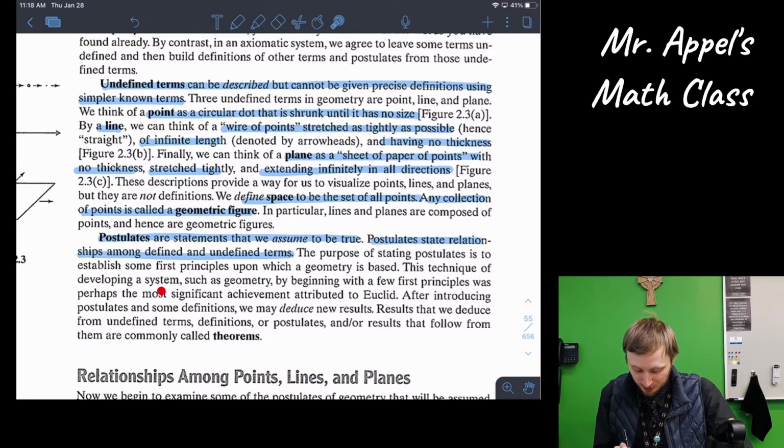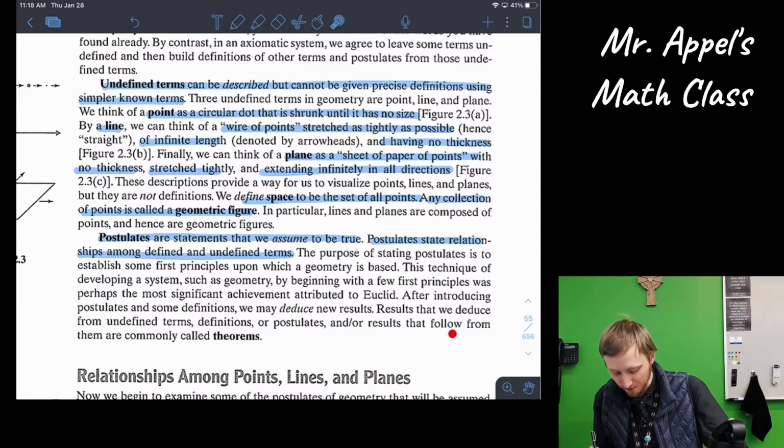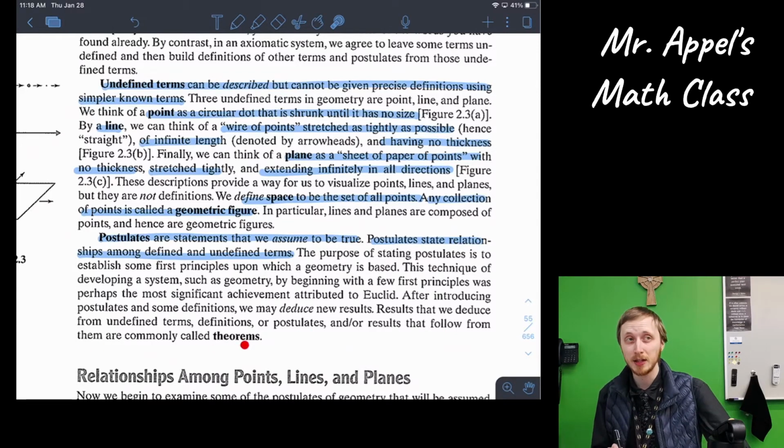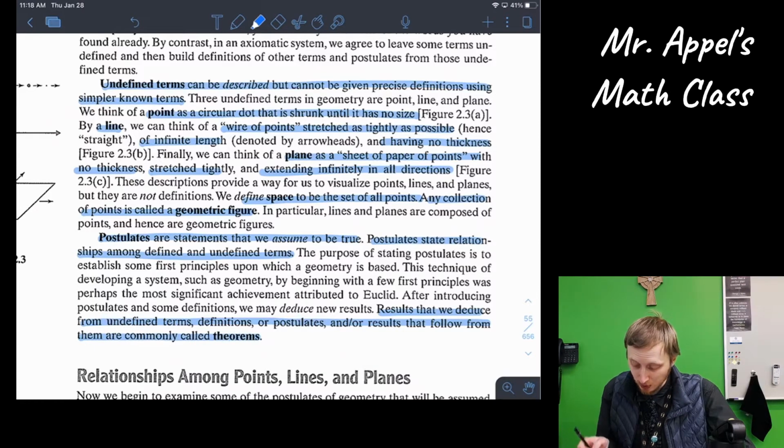This technique of developing a system, such as geometry, by beginning with a few first principles, was perhaps the most significant achievement attributed to Euclid. After introducing postulates and some definitions, we may deduce new results using deductive reasoning. Results that we deduce from undefined terms, definitions, or postulates, and results that follow from them are commonly called theorems. Okay? So notice that. Theorems are merely results that have been deduced from prior results or prior definitions, postulates, and the undefined terms.